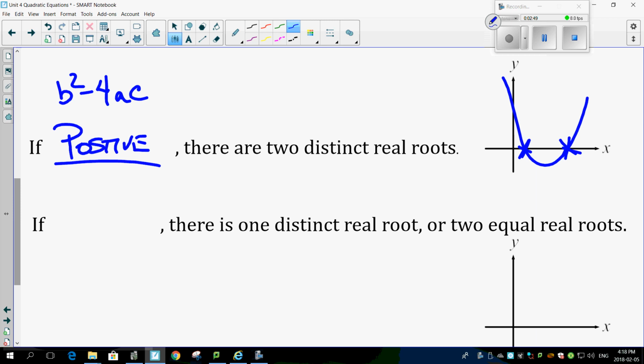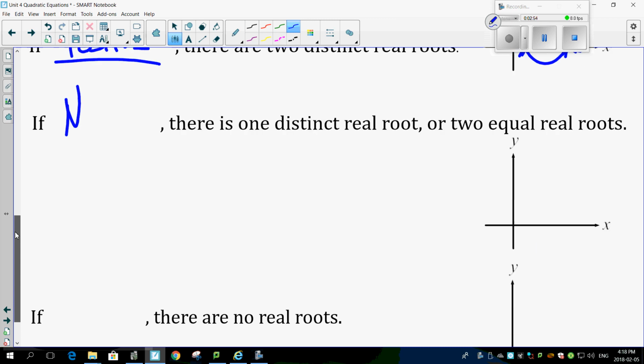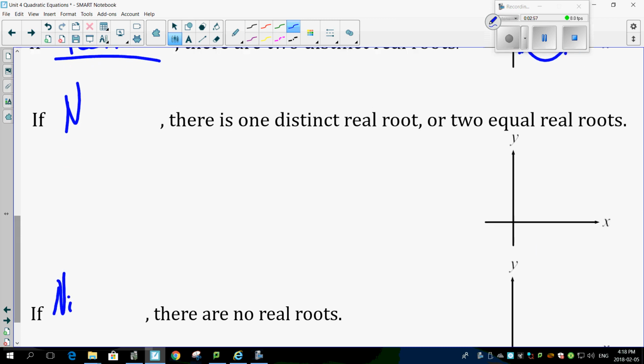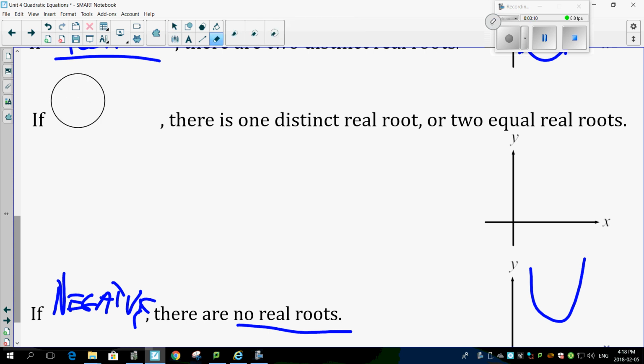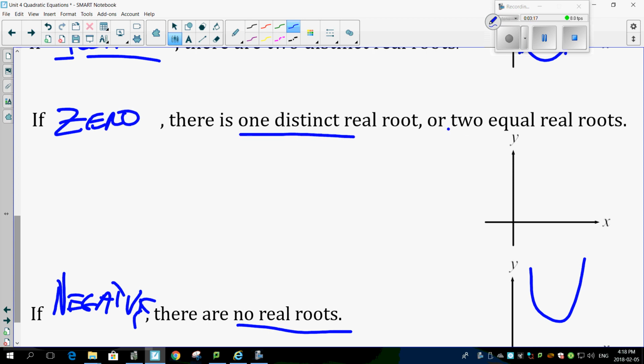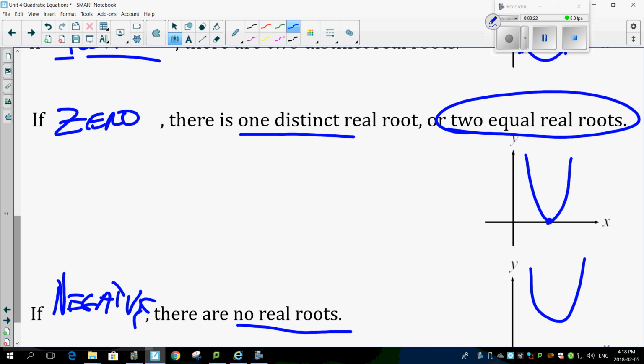So if b squared minus 4ac now is negative, oops, I'll do it for this one. If it is negative, there are no real roots, which means that the graph does not touch the x-axis. If this b squared minus 4ac is 0, then you only have 1 distinct root, or what we call 2 equal roots, and this will in fact just touch at 1 point.